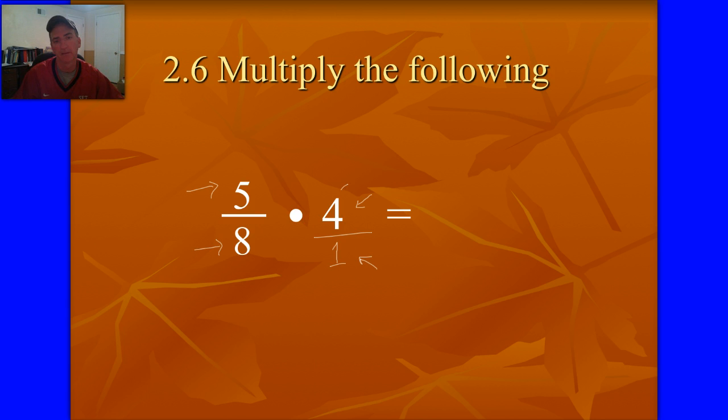4 and 8 are both divisible by 4. 8 divided by 4 is 2. 4 divided by 4 is 1. 5 does not have a common factor, so I'm going to go 5 times 1 is 5. 2 times 1 is 2. So there you go. You have 5 halves.